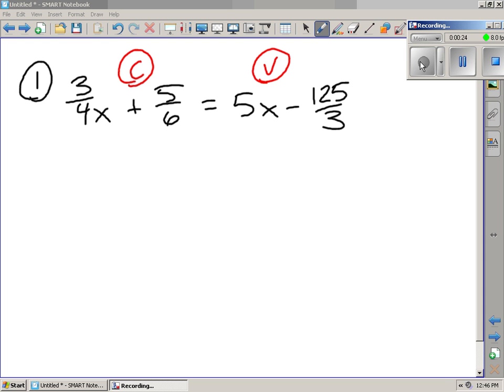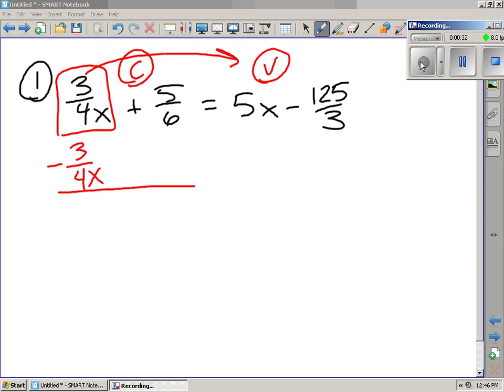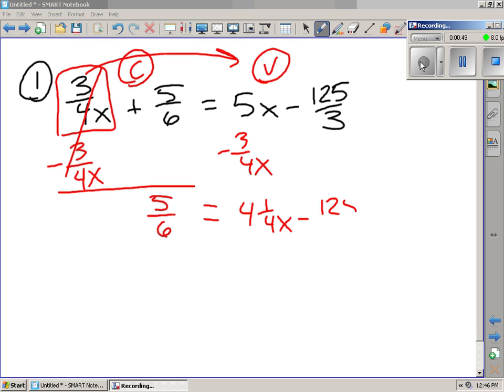So I'm going to start by moving this 3/4 x over to the variable side. To do that, you need to use the inverse operation of addition. 3/4 x minus 3/4 x is equal to 0, so we're left with 5/6. On the other side, when we subtract 3/4 x, we are left with 4 1/4 x. And then we carry down the 125 thirds.